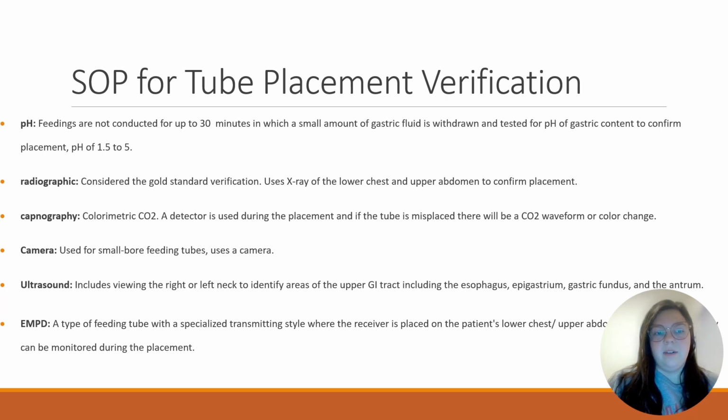Capnography, which is colorimetric CO2, carbon dioxide, is a detector used during the placement. If the tube is misplaced, there will be a CO2 waveform or color change. A camera, you can use these for small bore feeding tubes. Ultrasound helps you view the upper GI tract, including the esophagus, epigastrium, gastric fundus, and the antrum to ensure proper placement. Or EMPD, which is a type of feeding tube, a specialized transmitting style, where the receiver is placed on the patient's lower chest and upper abdomen, and it can be monitored during the placement. Again, this is the CORTRAC.